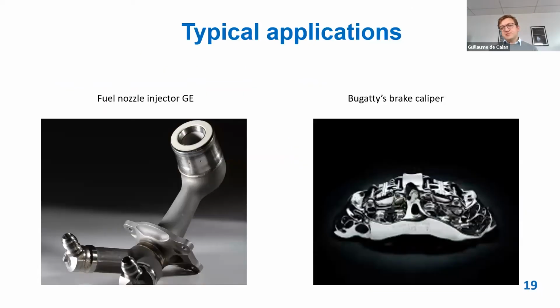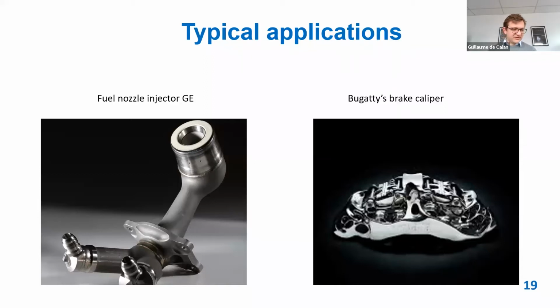Here we have a few examples which are really well known. The credits are for GE and Bugatti. GE is probably one of the first companies who made an industrial scale production of parts using selective laser melting. I'm saying it's one of the first ones, probably not the first one.